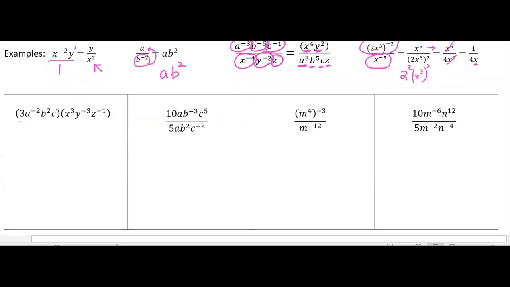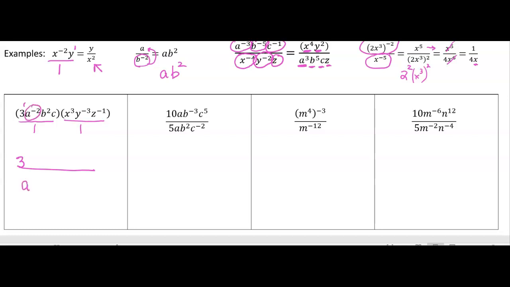Okay, I would think of this over 1, and I would think of this over 1. Now I'm going to make everybody happy. This is 3 to the first. It's happy in the top. Leave it up in the top. A to the negative 2, it's not happy in the top. Bring it to the bottom. It becomes a to the positive 2.